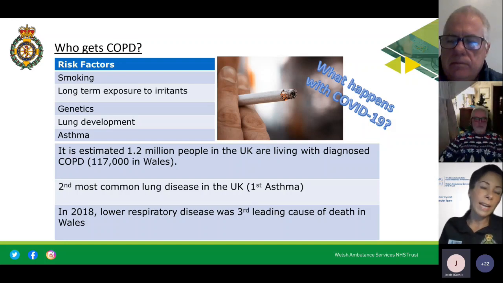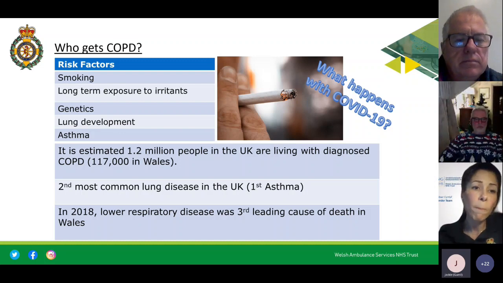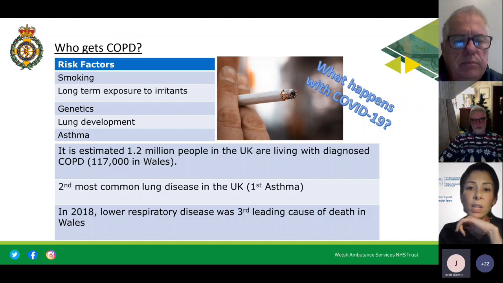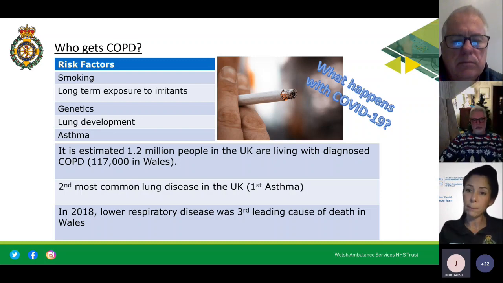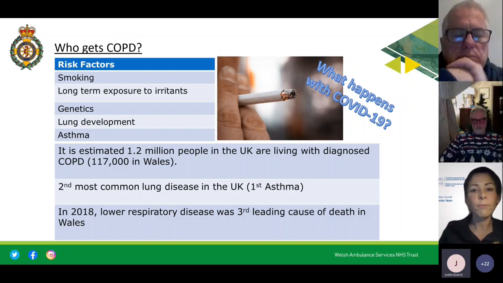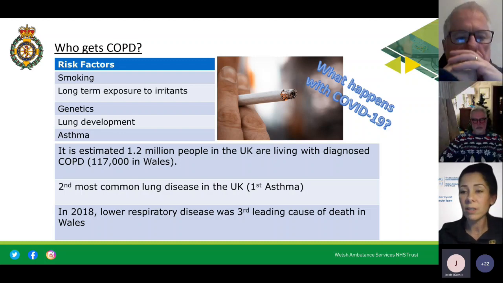Lovely. So let's have a look at who gets COPD. If we look at the facts and figures first, it says here that there's an estimated 1.2 million people in the UK who are diagnosed with COPD and living with COPD. There's also estimated to be a further 2 million people who are currently undiagnosed, and that figure is expected to rise as well. So just for people thinking that lots of their symptoms go with age, or that they've been a smoker for years and it's kind of expected that they'll be breathless when they're older, and haven't actually been to get that diagnosis.